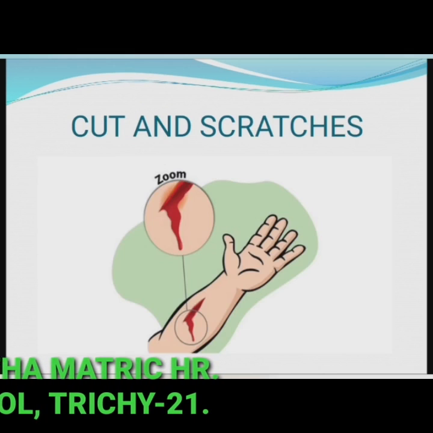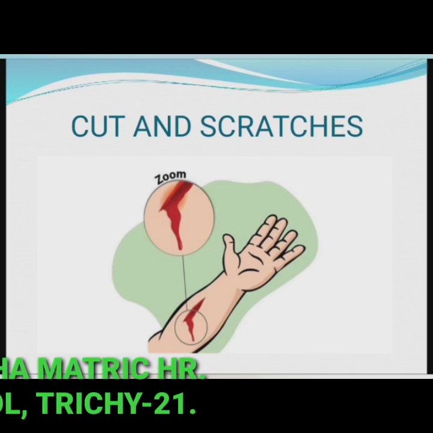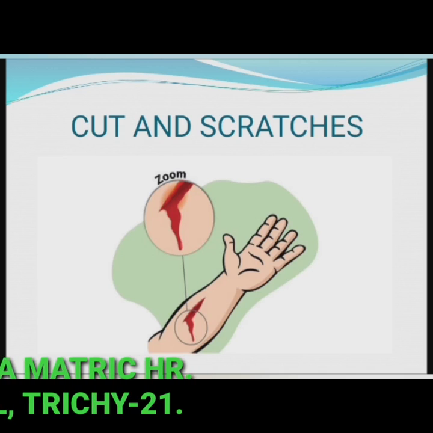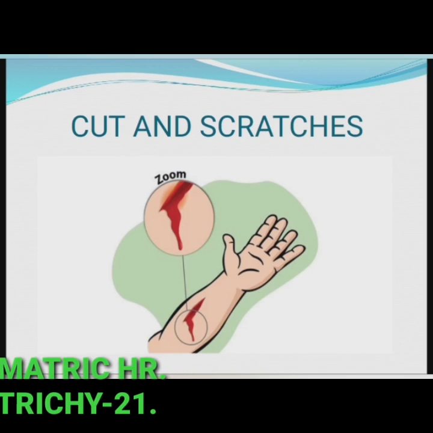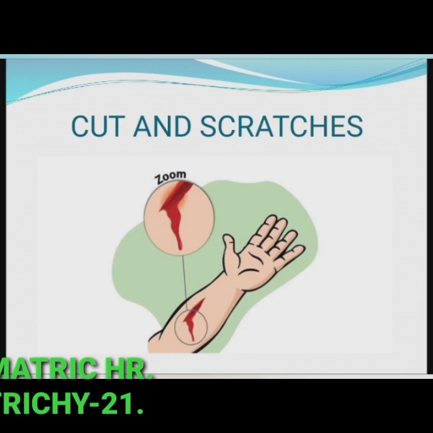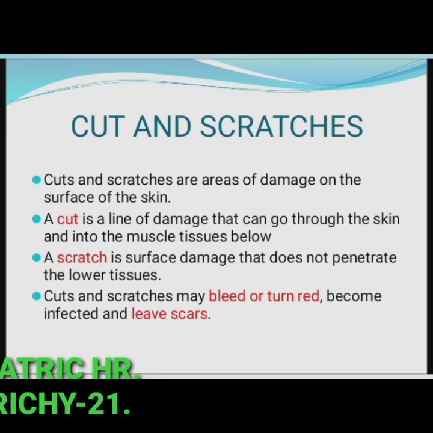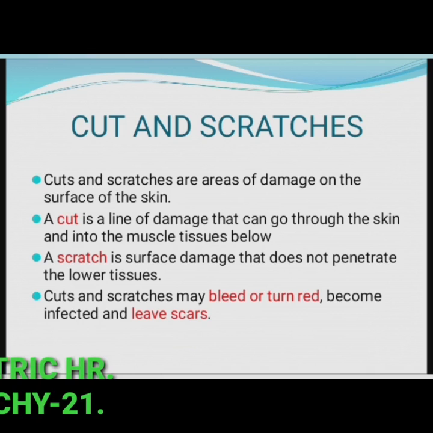Next, cuts and scratches. Cuts and scratches are areas of damage on the surface of the skin. A cut is a line of damage that can go through the skin and into the muscle tissues below, whereas a scratch is surface damage that does not penetrate the lower tissues.